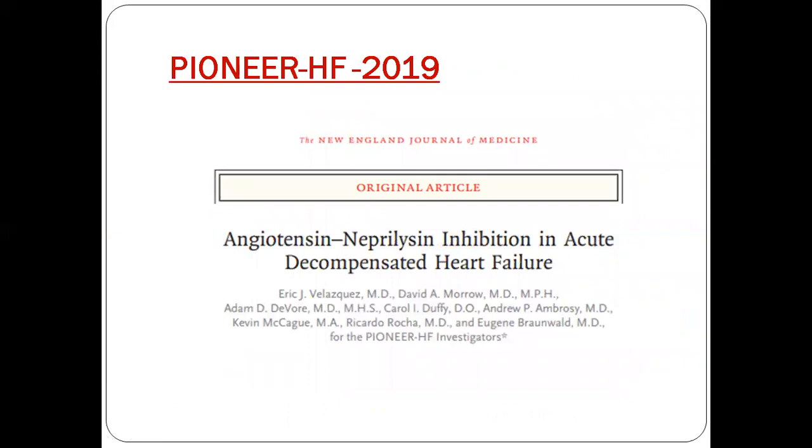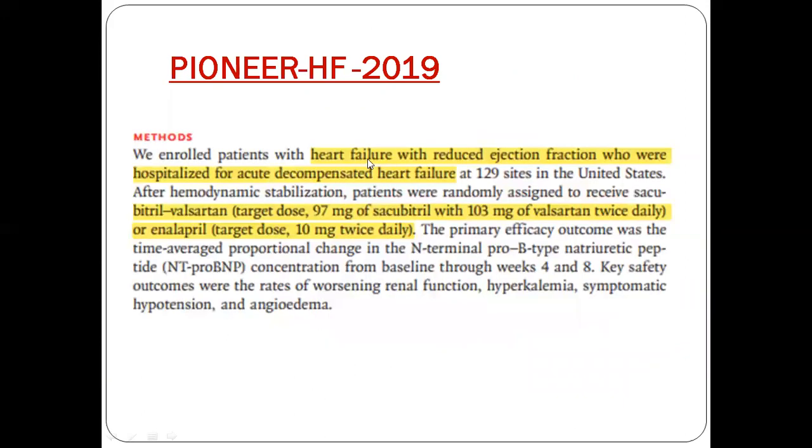The next study which came up was the PIONEER-HF 2019 study, which was ARNI in acute decompensated heart failure, where they took patients with heart failure with reduced ejection fraction who were hospitalized for acute decompensated heart failure. Patients were divided into two groups. One group received sacubitril-valsartan 97 mg and 103 mg, and another group received enalapril 10 mg twice daily.